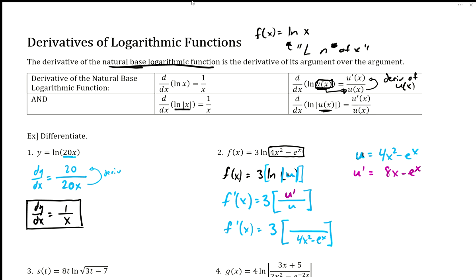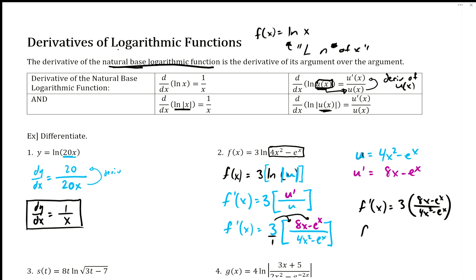And they said u prime, or we found u prime is 8x minus e to the x. There we go. And then that's about it. They might distribute, so this 3 is really over 1 currently. So they might distribute that 3 in, but they might not either. So I'm going to say here's our 2 different final answers. They might just say, oh, just keep the 3 and leave your final answer like that.